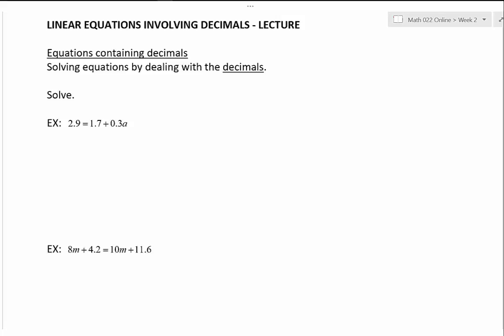In this lecture, we will be discussing how to solve linear equations involving decimals. The easiest way to do this is just to leave the decimals and follow the steps that we've outlined in earlier lectures. We don't have parentheses or fractions to eliminate. We don't have like terms on either side of the equal sign to combine. We want to get all of our variable terms on one side of the equation, all of our constant terms on the opposite side of our equation.